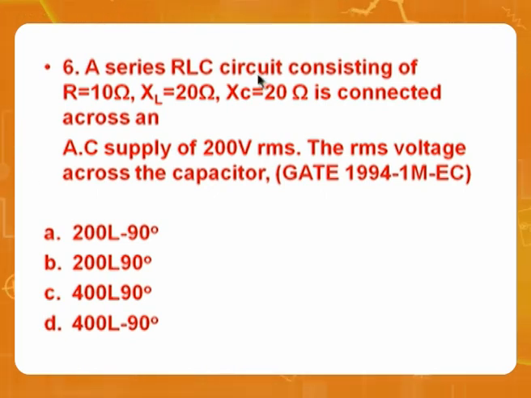Now very practical problem. A series RLC circuit consisting of 10 ohms, XL is 20, XC is 20, connected across AC supply. How are these 3 elements connected? Serially. The voltage given is 200. The RMS voltage across the capacitor, what is this value? This is the question given in ECE. Such a big question for only 1 mark? Yes. Because there is nothing difficult here.